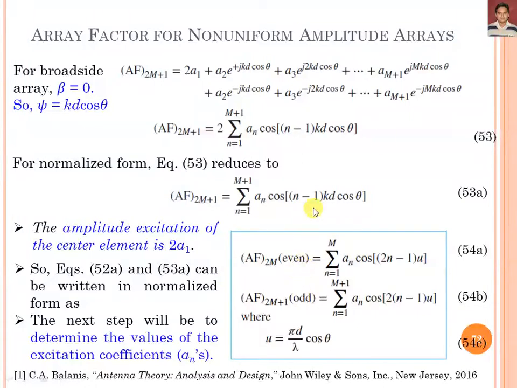As we have summarized the array factor for even and odd numbers of elements by using equations 54a, b, and c, you can see the difference is n equal to 1 to m for the even and n equal to 1 to m plus 1 for the odd, where we are considering the coefficient u equal to pi d upon lambda cos theta. So this is the important analysis through which we can investigate the binomial array or Dolph-Chebyshev non-uniform arrays.